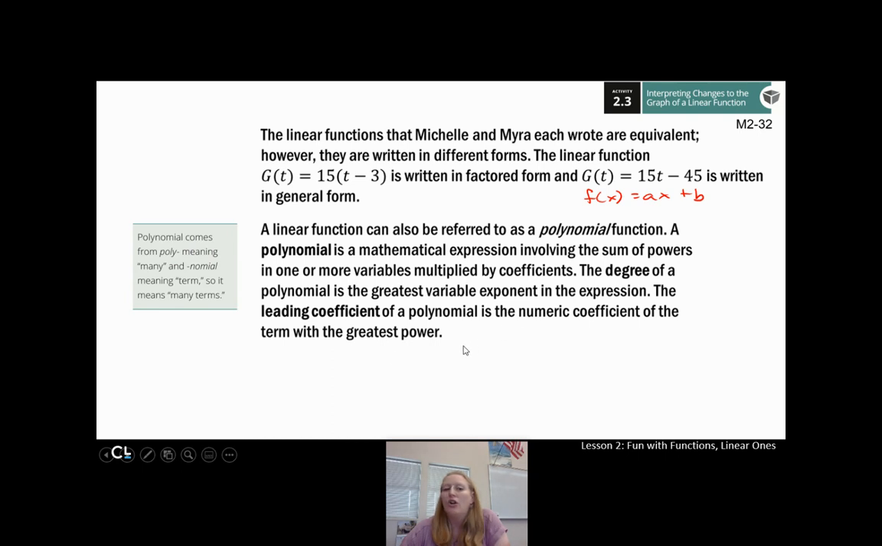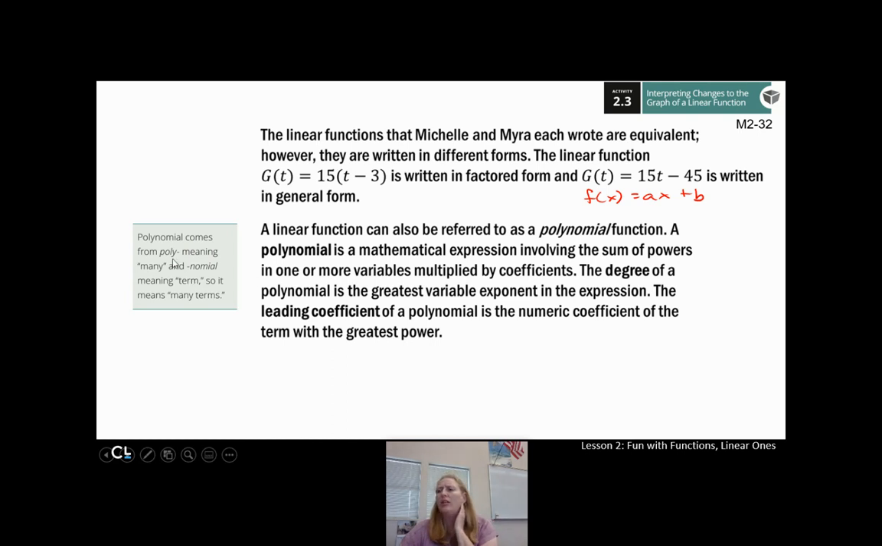And that leading coefficient, the leading coefficient of a polynomial, is just the numeric coefficient of the term with the greatest power. So whenever you find that degree, the greatest power that's hanging out there, that's going to tell you your degree. The number out in front will also tell you the leading coefficient. So it gives you a lot of information.